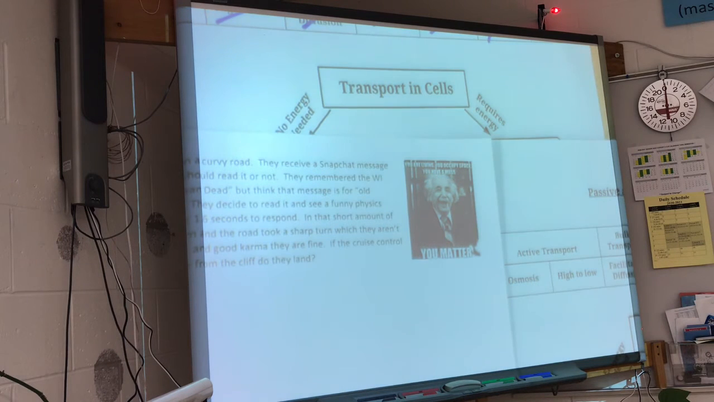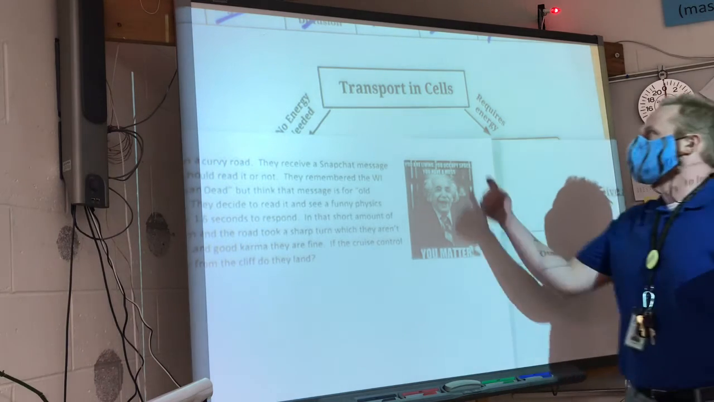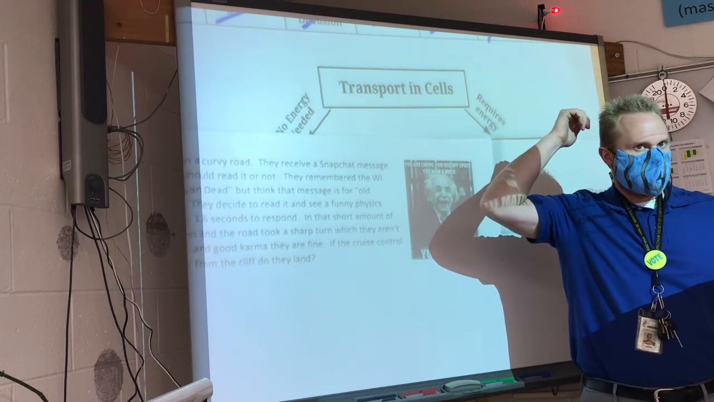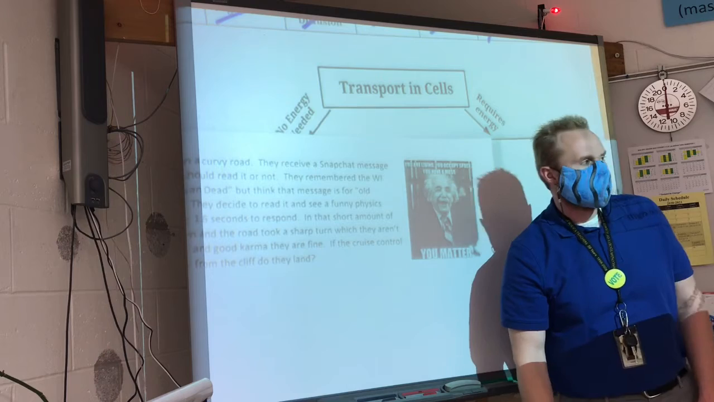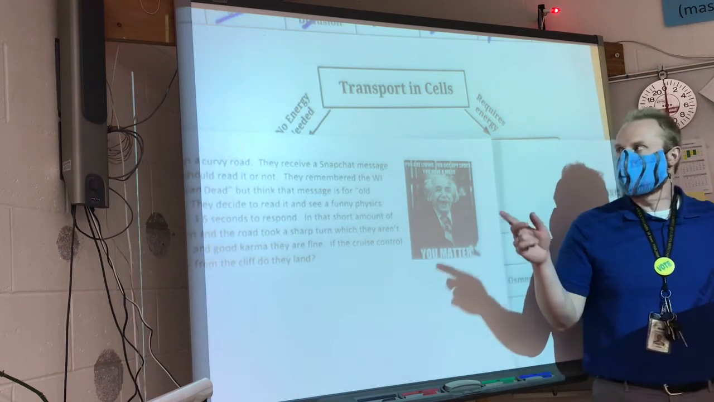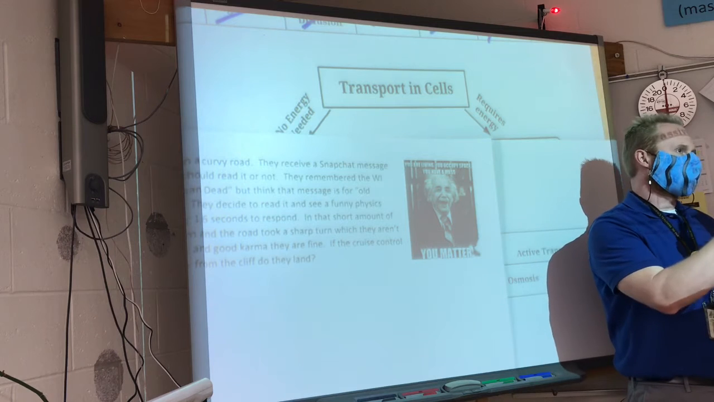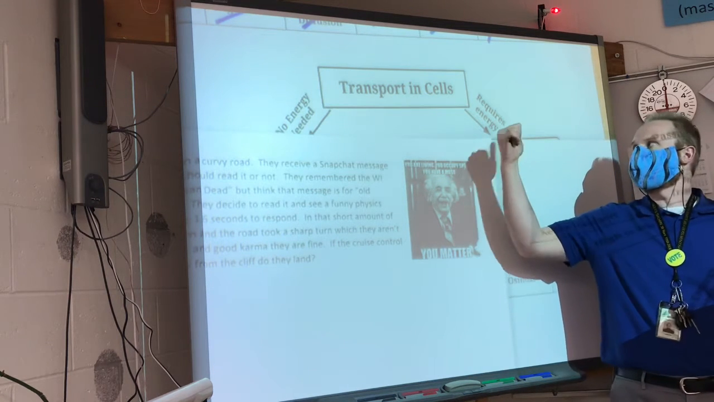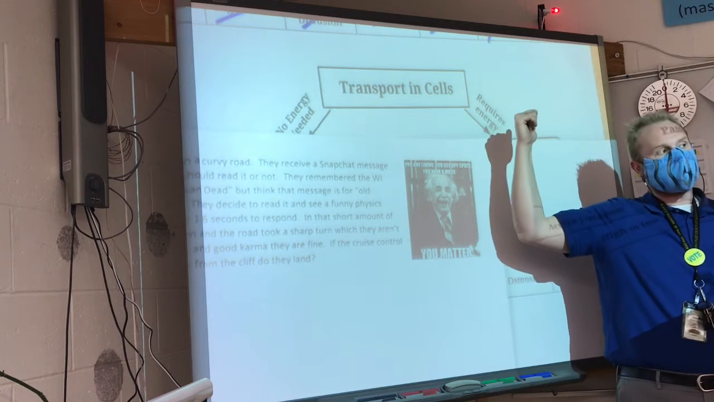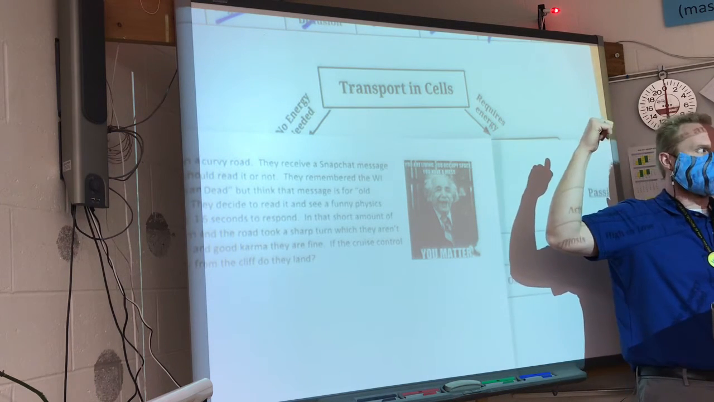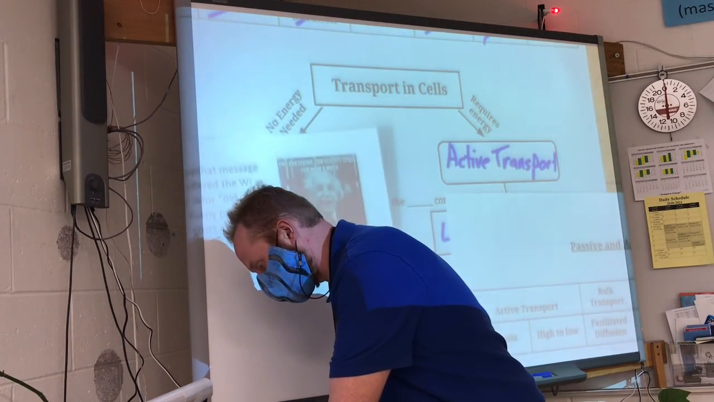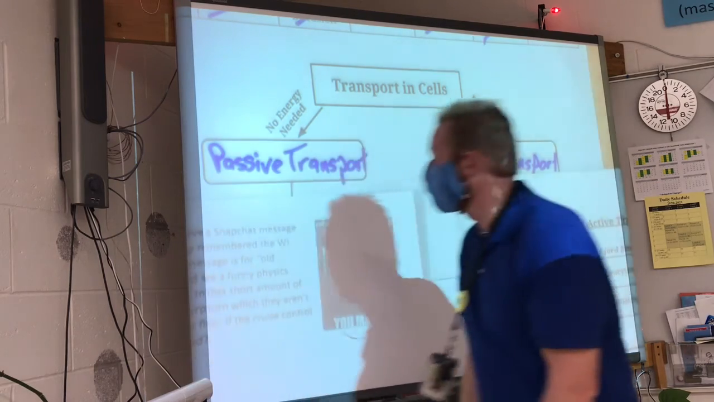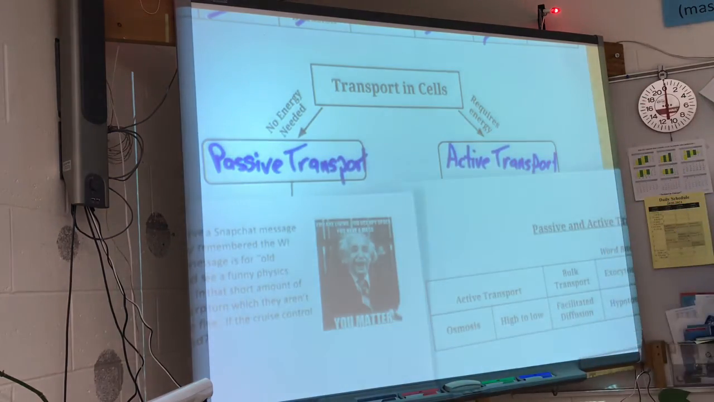So there are some things that we try to use as memory devices. Okay, let's start over with that. You're either active or you're very passive. Those are our two general categories. Which one requires a lot of energy? If you're active, does that require a lot of energy? Or if you're passive, does that take a lot of energy? Active, right? So when we talk about requiring energy, we talk about something called active transport. And if it doesn't require energy, we generally refer to that as passive transport.